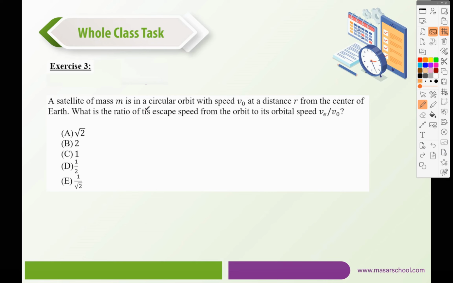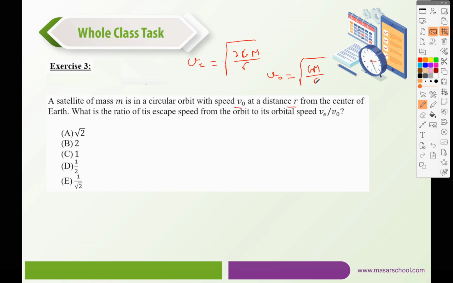A satellite of mass m is in a circular orbit with a speed v0 at a distance r from the center of Earth. What is the ratio of its escape speed ve from the orbit to its orbital speed? Now ve is given by the square root of 2GM divided by r, and the speed v0 is given by the square root of GM divided by r.